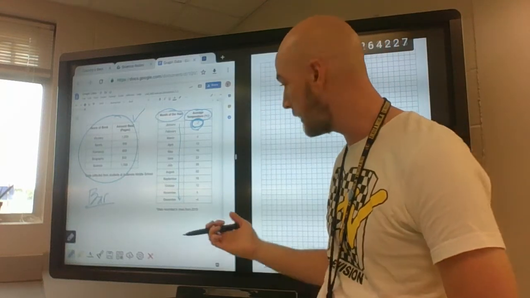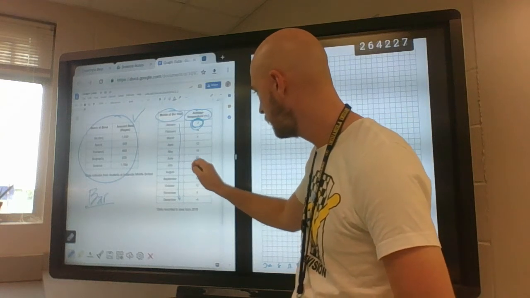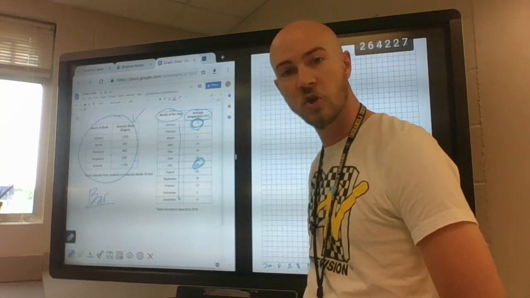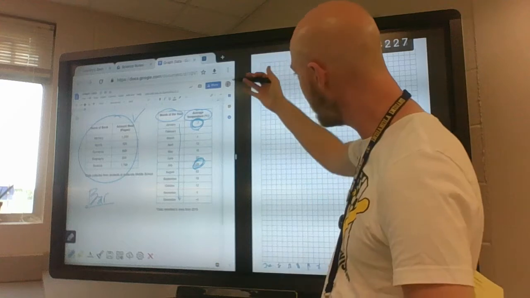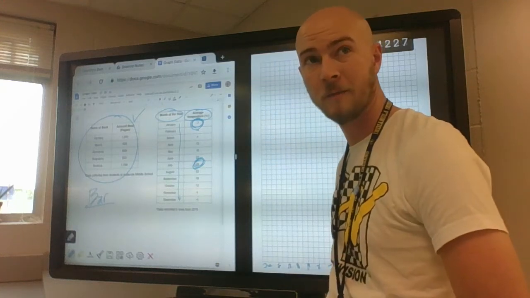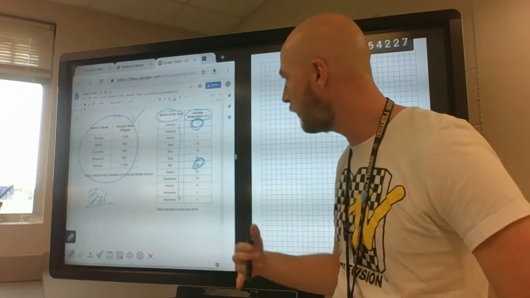Now I need to find my highest data point, which is 26, and that's in July. So at the highest point, it has to at least go to 26. Now let's go ahead and find a range of numbers.